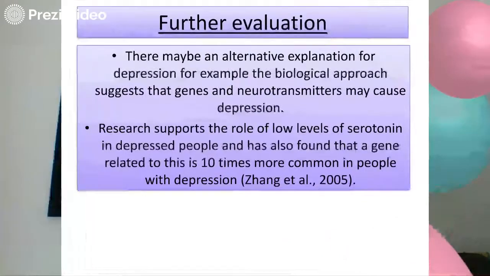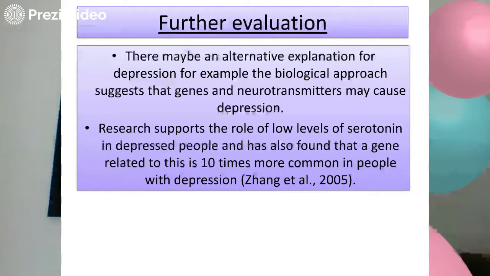We've got the idea that there might be a different explanation for depression, like I just mentioned. We might be ignoring other factors, so it might not be a cognitive explanation for depression. There could actually be a biological explanation, such as genes or neurotransmitters. So research has suggested that individuals suffering from depression have low levels of serotonin, and this is actually linked to a gene that is 10 times more common in people with depression.